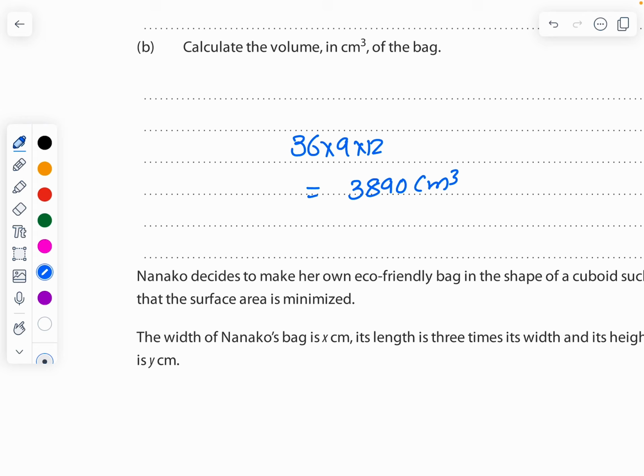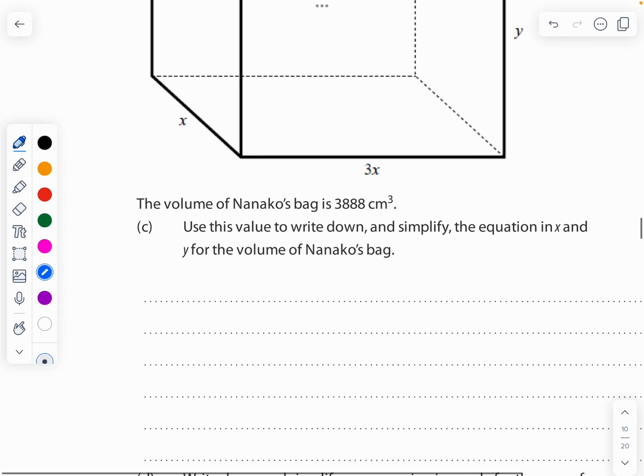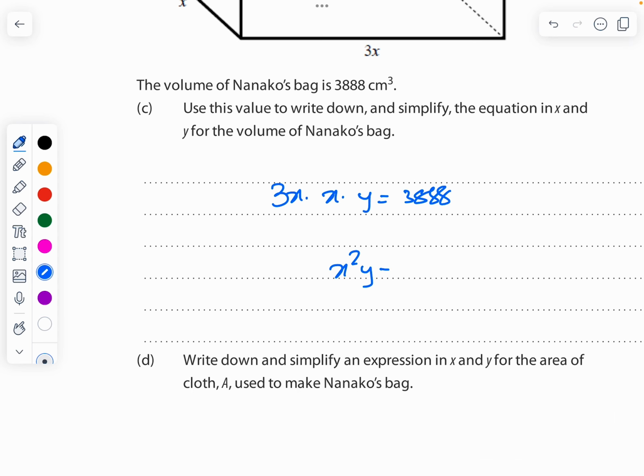Then the width of the Nanuka's bag is x centimeters, its length is 3 times its width, and the height is y centimeters. So it is given over here. The volume of the bag is 3888. Use this value to write down and simplify the equation in terms of x and y. So 3x times x times y equals 3888, so we'll get x squared y equals 1296. Next, I want y equals 1296 by x squared.